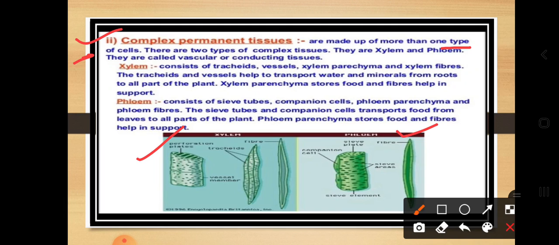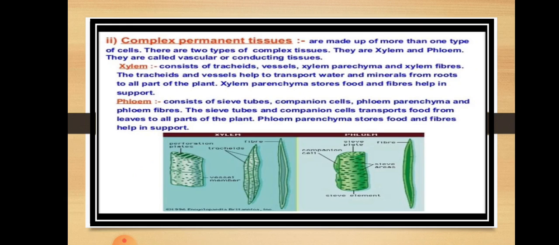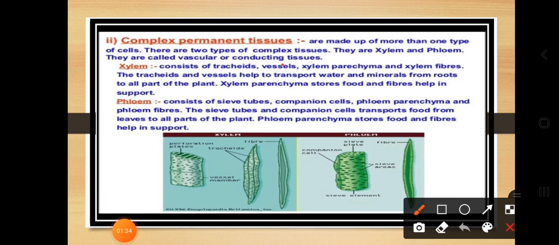Dear students, in the earlier classes you have already learned about the xylem and the phloem. So just recall what the function of xylem is and what the function of phloem is. Let's discuss them one by one, starting with xylem. It consists of tracheids, vessels, xylem parenchyma and xylem fibers. The question can be asked, what are the constituents of xylem? It consists of tracheids, vessels, xylem parenchyma and xylem fibers. So, these are the constituent parts of xylem.